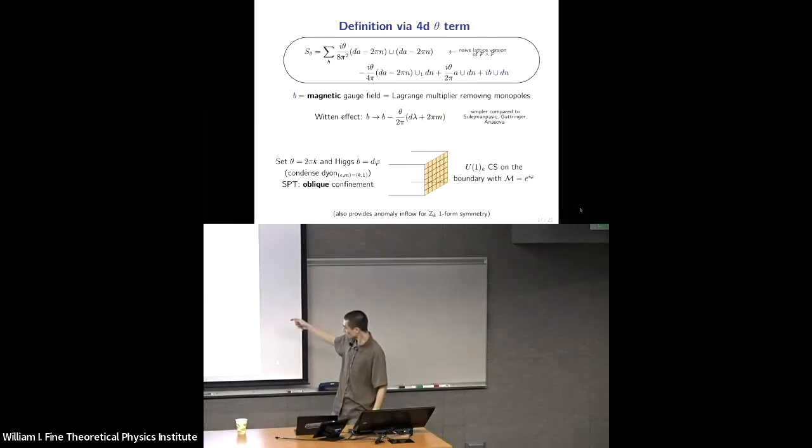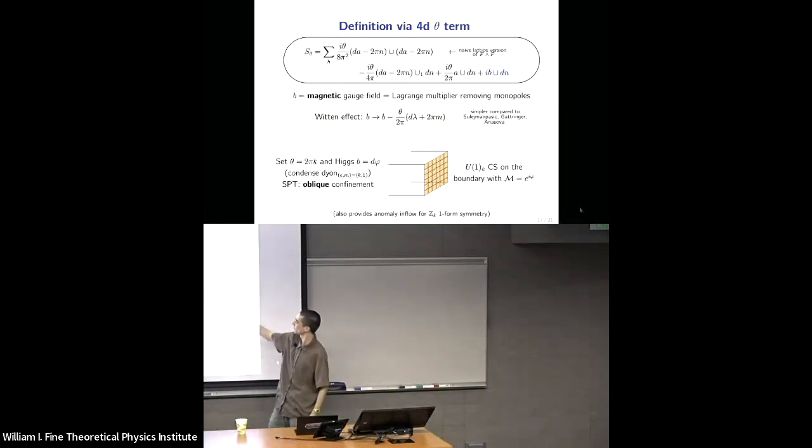Okay, so what's the connection of this theta term to the Chern-Simons theory? What we do is we set theta to be 2 pi times k, where k is an even integer, and we study this theory on a lattice with boundary. Then almost all of these terms localize to the boundary except for this last one.